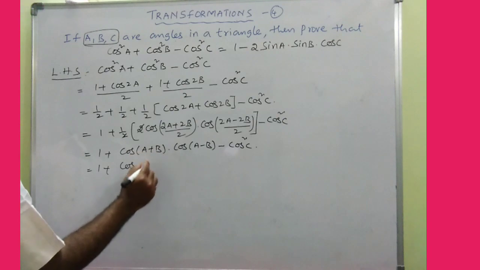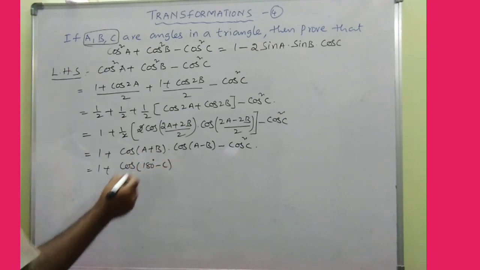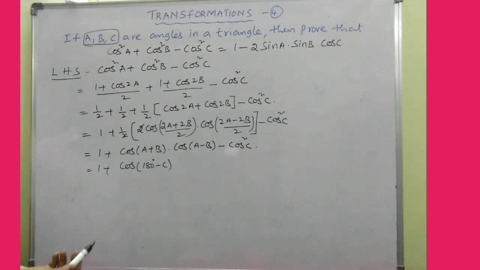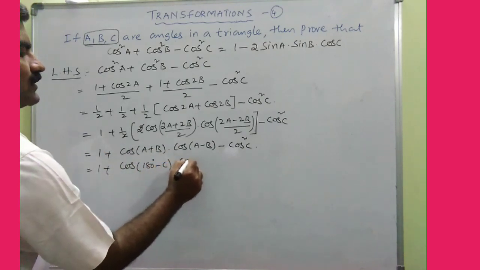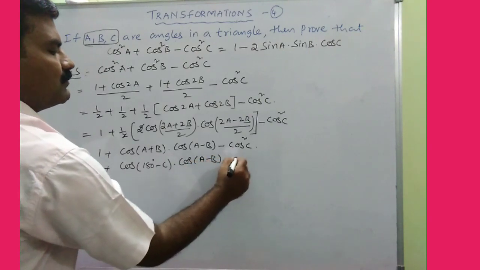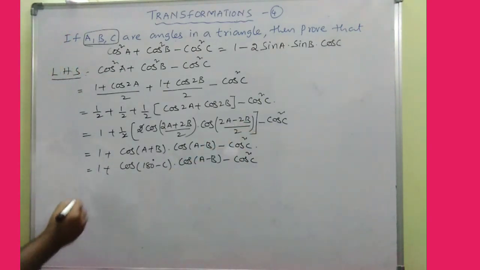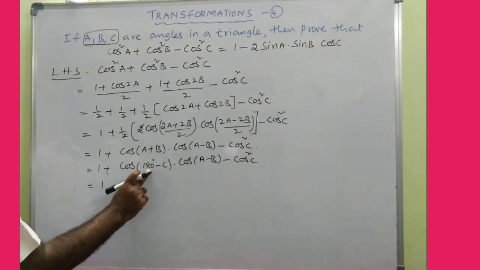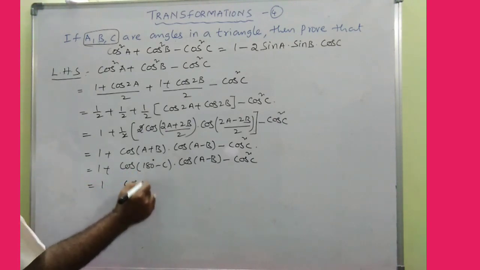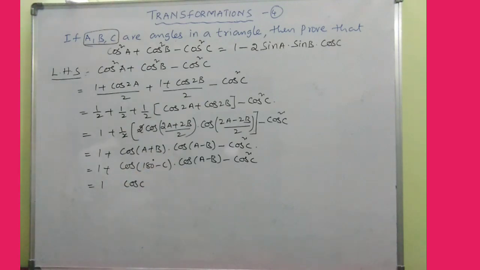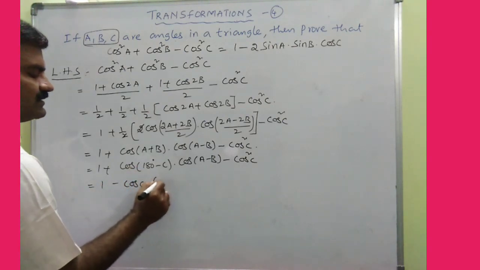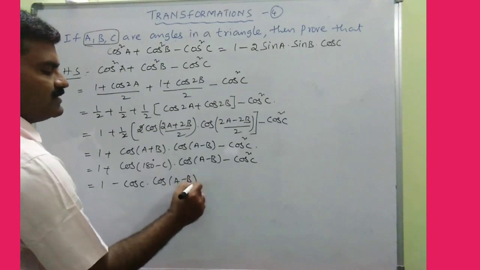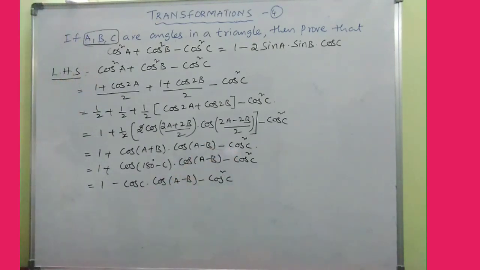So once again, A plus B, can we write it as 180 minus C? Because they are the angles of a triangle, the sum of the angles A plus B plus C is equal to 180. From that, A plus B is equal to 180 minus C, into cos of (A minus B), minus cos square C. Because of 180, cos remains cos, but 180 minus theta is in the second quadrant where cos is negative. So 1 minus cos C into cos of (A minus B), minus cos square C.